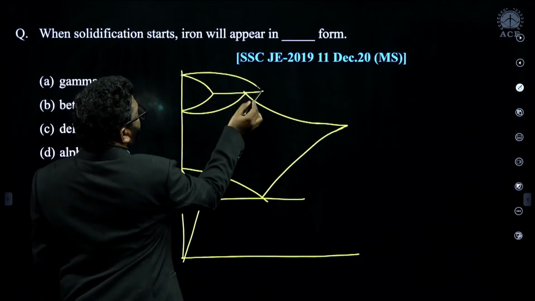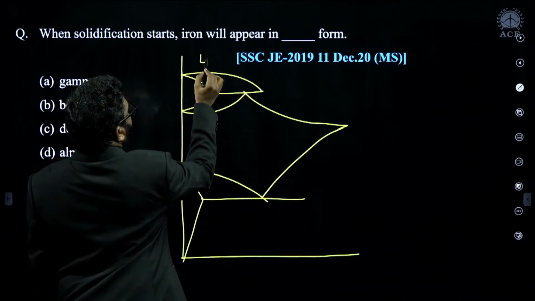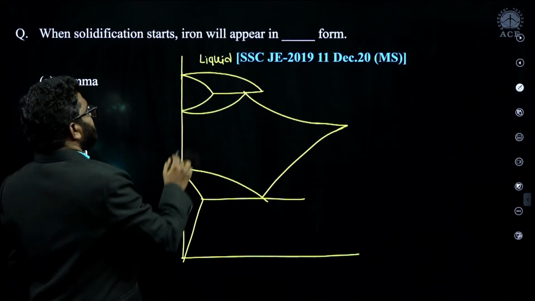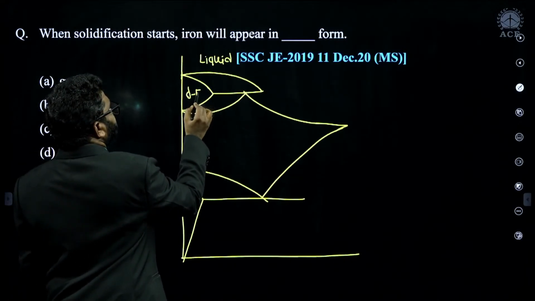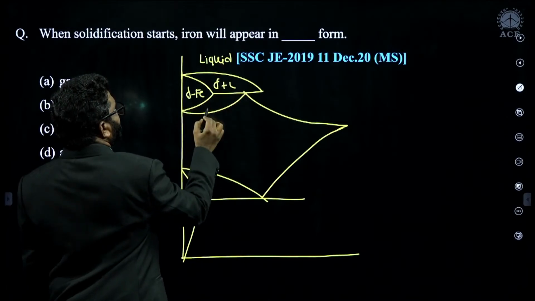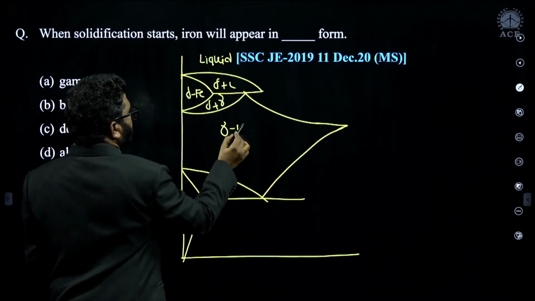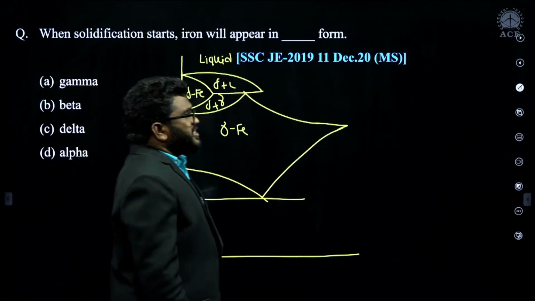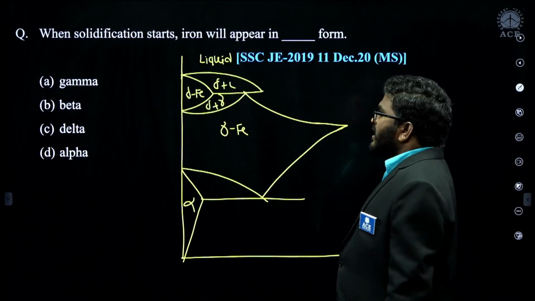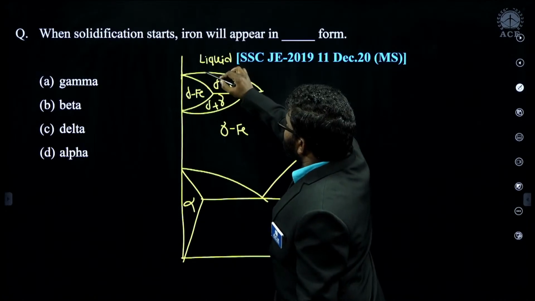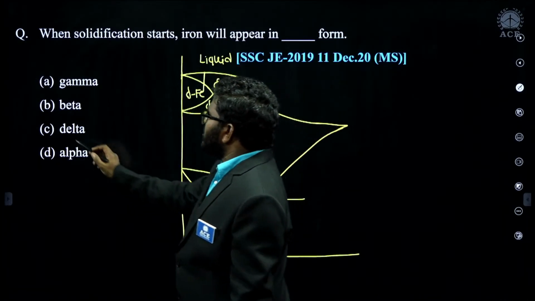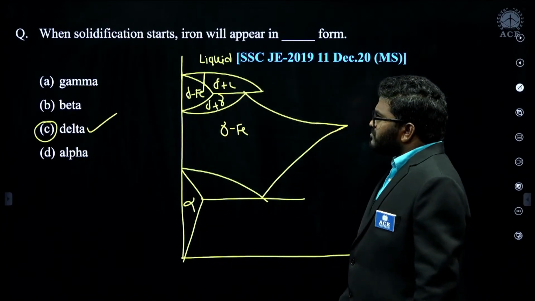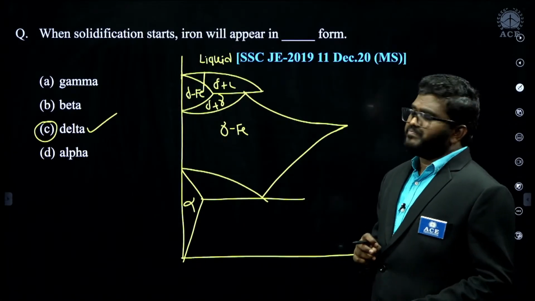Here, this is the liquid. By cooling the liquid material, initially delta iron is formed: delta plus liquid, delta plus gamma, then gamma iron, and at room temperature alpha. So solidification starts from delta iron. C is the correct answer for this question. It's a very simple question.